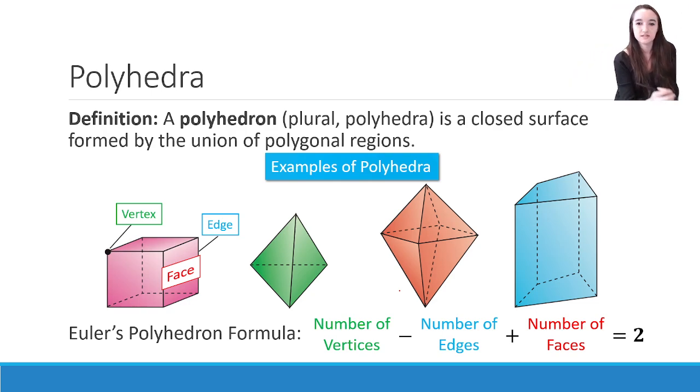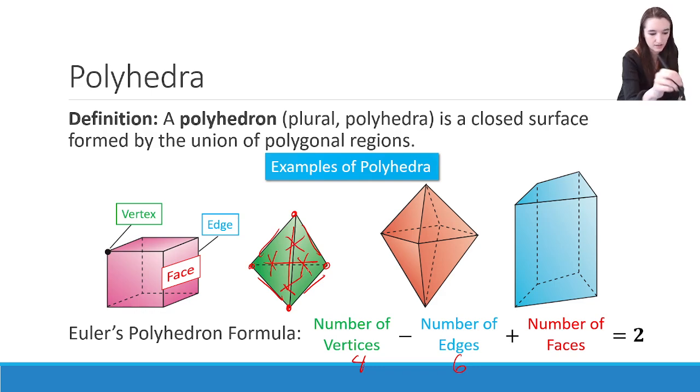So let's put this to practice here. If I take this triangular polyhedra, right, or polyhedron, we have how many vertices? Well, there's 1, 2, 3, 4, so 4 vertices. How many edges? 1, 2, 3, 4, 5, 6. And how many faces? 1, 2, 3, and 4 is the bottom one. So we get 4 minus 6, which is now negative 2, plus 4, which is positive 2. And see, it works. We can do this with any of these, right?